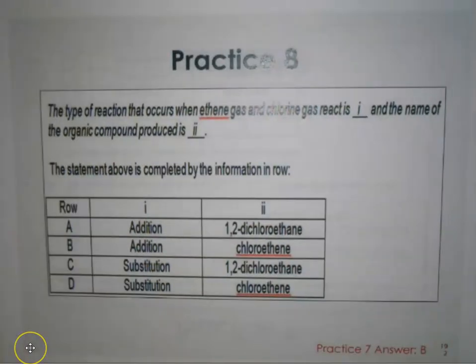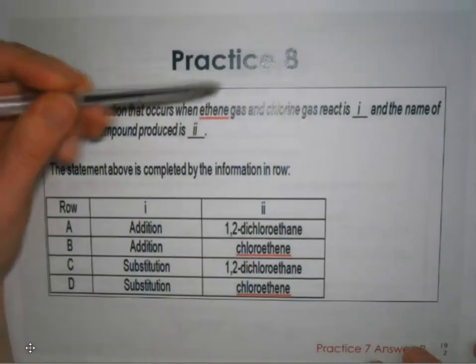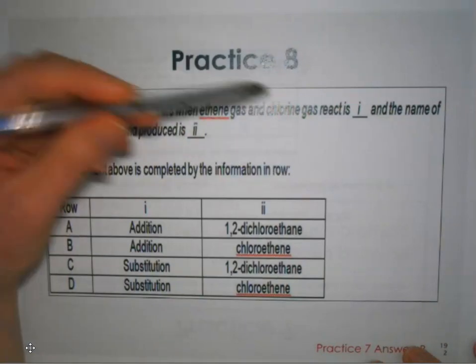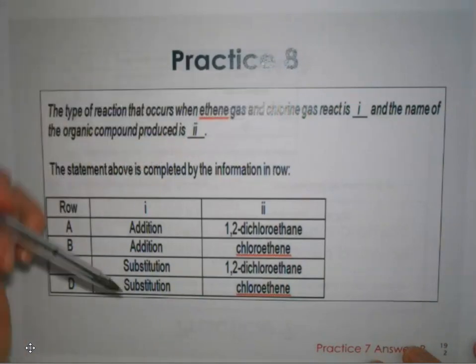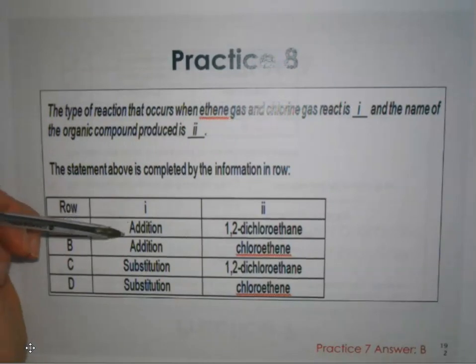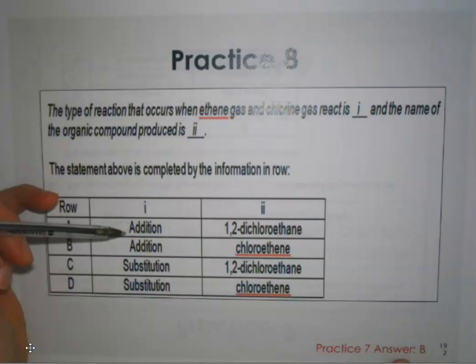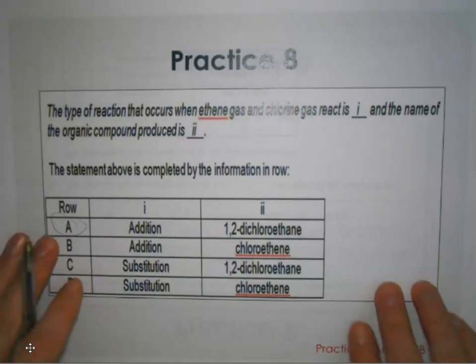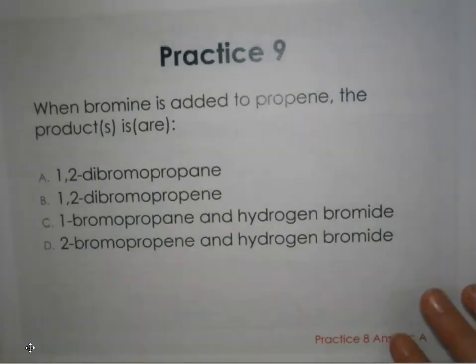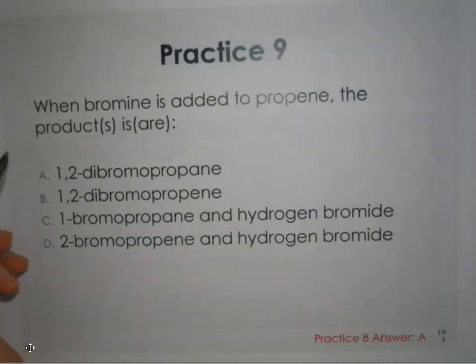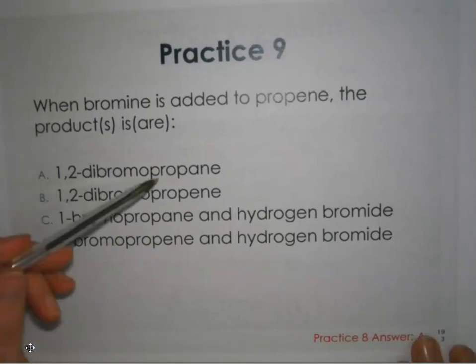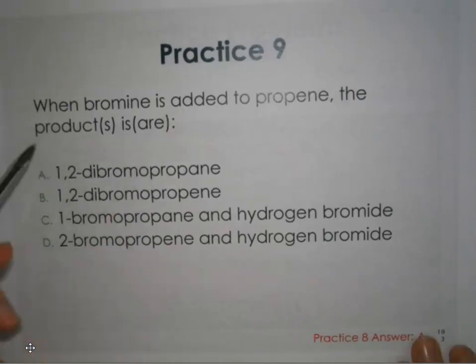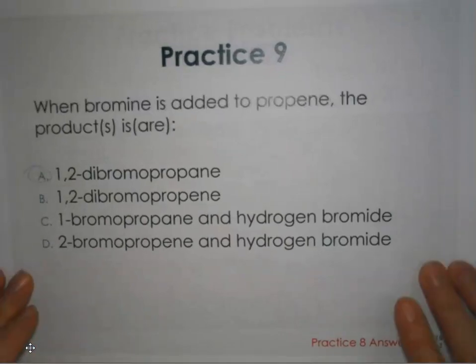Practice 8, pretty simple. We're reacting ethene gas and chlorine. Again, the double bond is going to be broken and we're going to add in the chlorine. So that's going to be an addition reaction, which might have been confusing because I just said substitute, but it's an addition reaction, and you're going to end up with an alkane that has those chlorines on it, so that will be A. Practice number 9, bromine added to propene. Again, you would have an alkane in the end, and because that's addition, sorry, not substitution, your only product is the 1,2-dibromopropane.